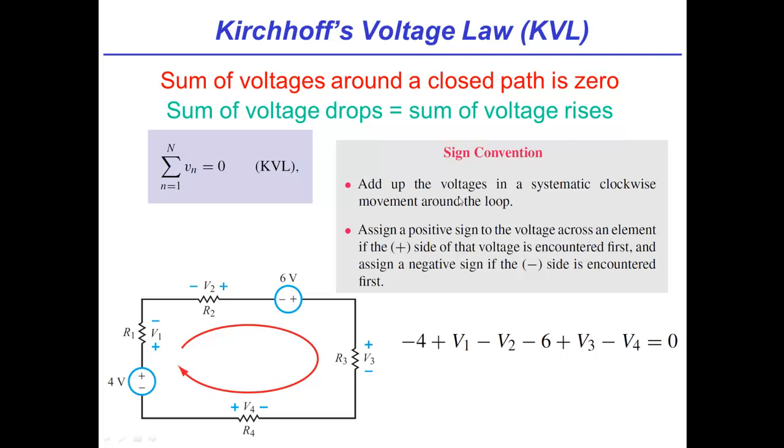Now, at this point, it's really useful to review sign convention. We talked about passive sign convention earlier, but let's review sign convention as it applies to KVL. So what we do is we pick a direction we're going to go for our loop. And I'm arbitrarily choosing to go clockwise. You could go counterclockwise. That would be fine. I tend to like to just have consistency in how I do things, so I'm just going to do it clockwise.